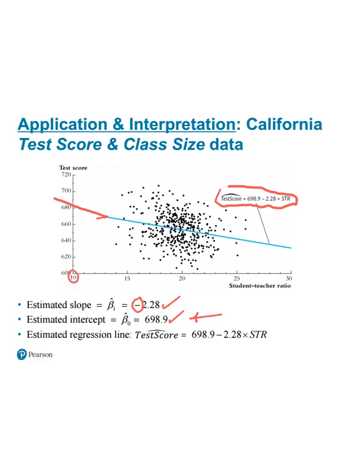This stops at 10, so it's a little bit nonsensical, but let's say it went all the way back to 0, if they graphed that properly. This would say that when the student-teacher ratio was 0, so there's 0 students per teacher, then the average score would be 698.9. All right, so sometimes these estimated intercepts, or these intercepts in general, have no real-world interpretation.